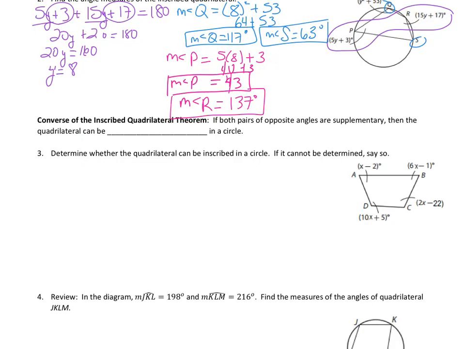The converse of the inscribed quadrilateral theorem states that if both pairs of our opposite angles are supplementary, even if we don't know yet that it's in the circle, then we know that the quadrilateral will be inscribed in a circle, or it will be able to.